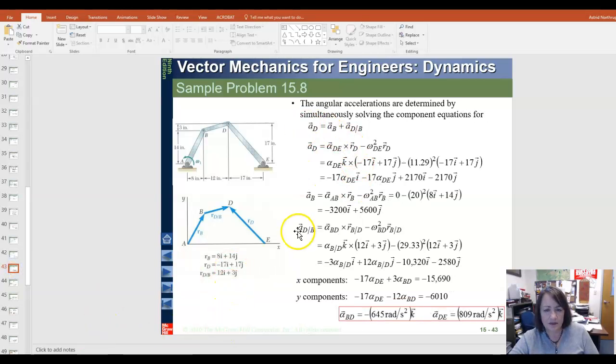Then we take a look at the acceleration. It's the same idea. We have a little bit different equation, but it's still that highly vectorized R values. Omega is coming straight out of the board because we're in the plane. So omega is either positive z or negative z. And so we do the vectors, we come up with the components, and here we can solve for alpha of BD and alpha of DE based on those components. All right, so that is it for section 15.4.